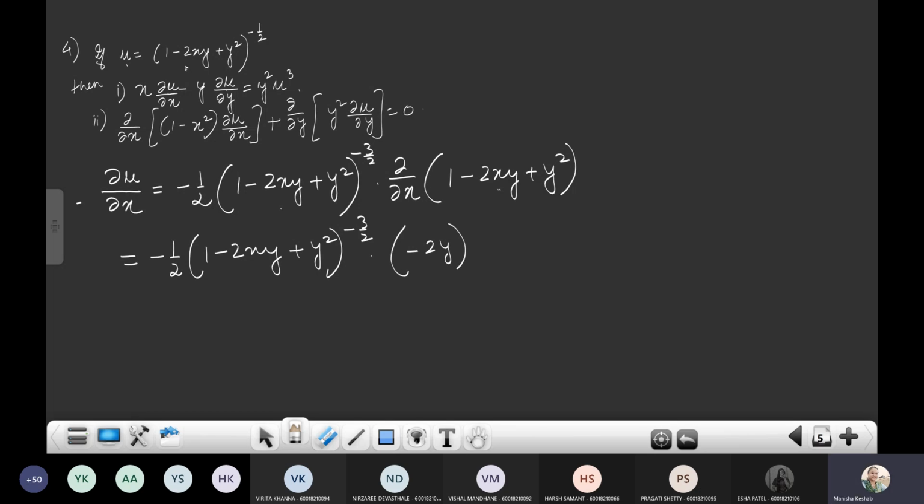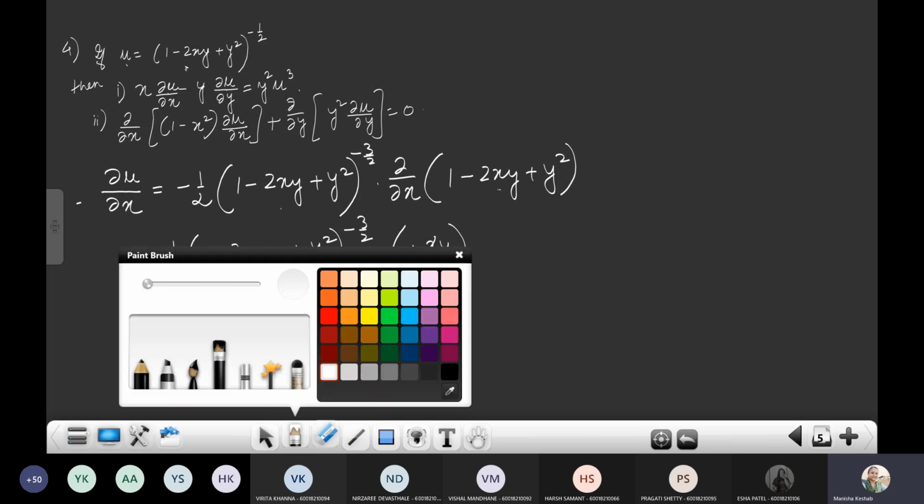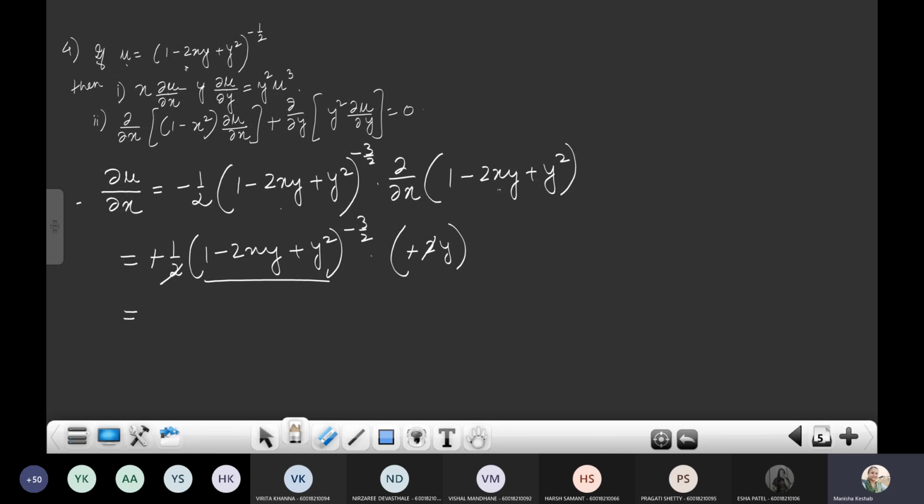Now let us write this in terms of u, because we have got again the same value, right? 1 minus 2xy plus y square power minus half is u. So here what we will get, this 2 and 2 cancel, half and half, minus minus cancel. So we will be left out with, this is my power minus half is u. So power minus half whole cube. So this will be my u cube into y. So this is my del u del x.